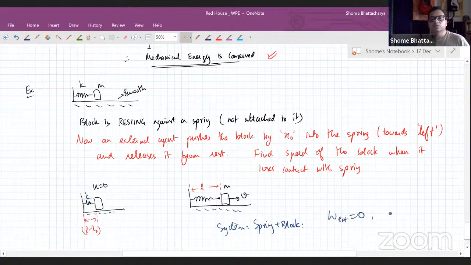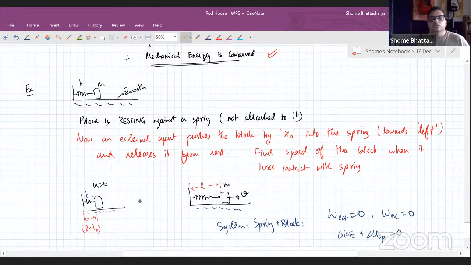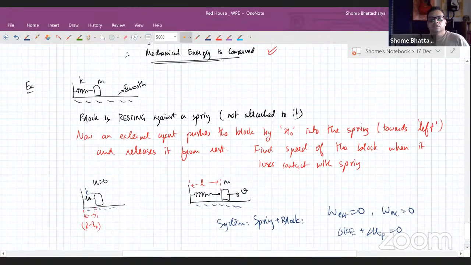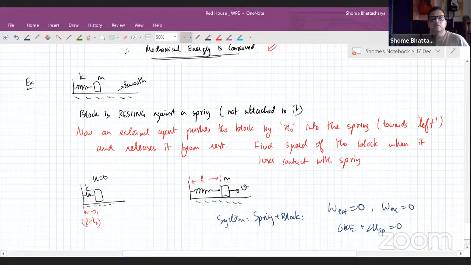No, there is no work done by non-conservative force because there is no friction. So change in kinetic energy plus change in potential energy of the spring is zero. So going from this state to this state, what has happened? Your kinetic energy is increased by half mv square. Initial kinetic energy was zero because u was zero. Final is half mv square.